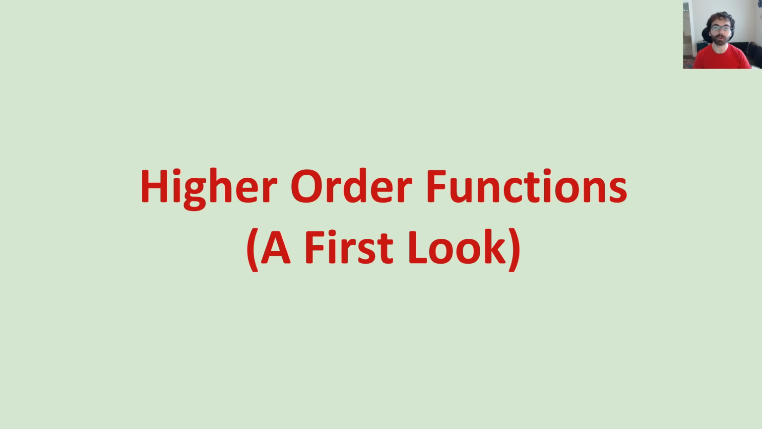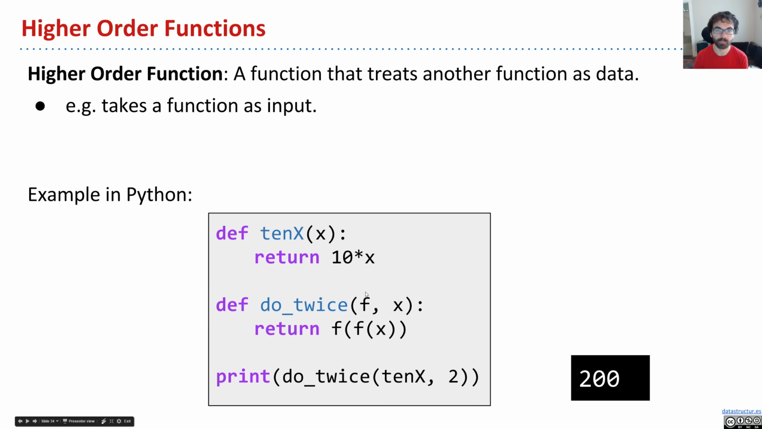One particularly powerful and beautiful idea in computer science is that of the higher order function, a function that takes other functions as data. So I'll give a little example here in Python. And even if you've never seen something quite like this, or even never seen Python, I think what's happening here should be clear. So in Python, we can define a function 10x that returns 10 times x.